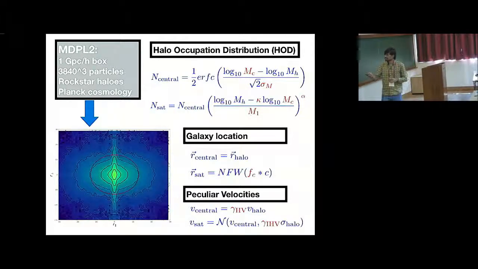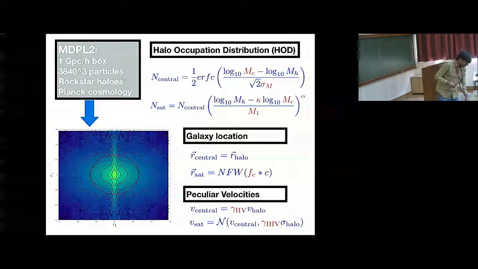And the satellite galaxy is normally distributed with the mean as the central galaxy velocity, with a velocity dispersion of the halo, which is again a scaling parameter. So there are three important parameters, FC, gamma HV, and gamma HV, which I want you to focus on. And what those tell you is whether the galaxy distribution is different from the dark matter, both in velocity space as well as location space. So these are the main parameters I need to think about.